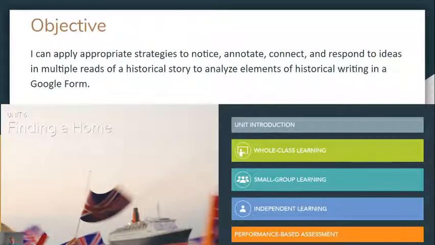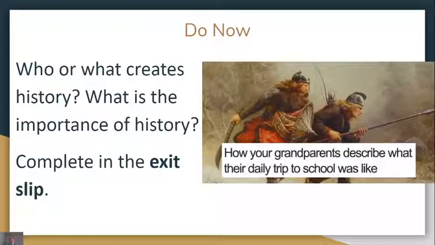Our objective for today: I can apply appropriate strategies to notice, annotate, connect, and respond to ideas in multiple reads of a historical story to analyze elements of historical writing. Okay, this is on your exit slip. Everything that you're doing today is all on the exit slip. But we're going to start off by answering who or what creates history and what is the importance of that history.